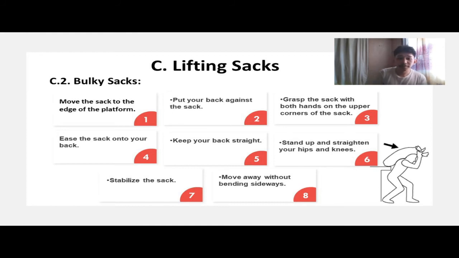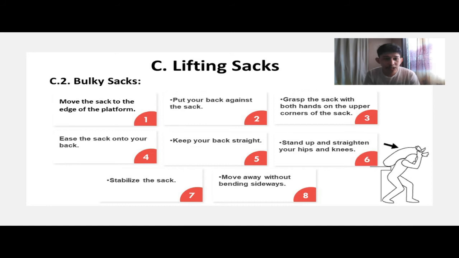The next thing that you have to do is to ease the sack onto your back. You have to bend your hips and knees before taking the weight. In this part, you are able to initially measure the possible weight of the sack. So you can now estimate the balance that you need to exert to be able to carry it efficiently.